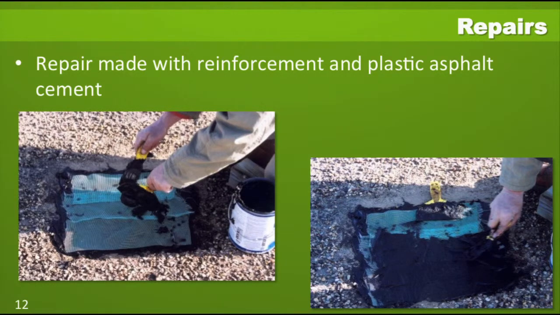These photographs show an example of a repair made with just a fiberglass reinforcement and plastic asphalt cement. These would be used mainly on smaller openings or repair areas.